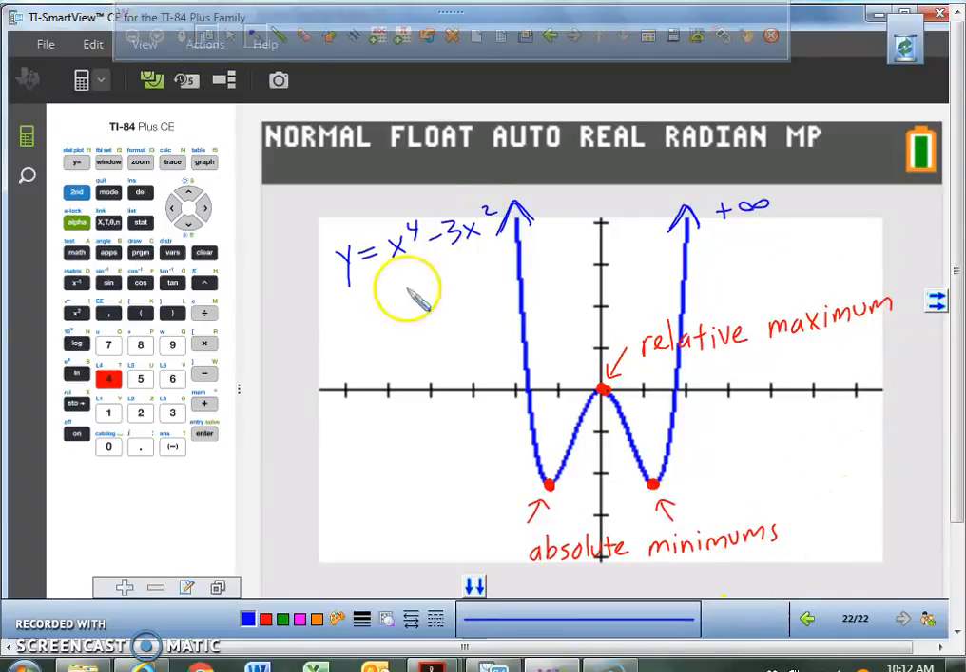So if you're in my class, you've already done this drawing. You've labeled absolute minimums, relative maximums. Technically, there is no maximum. This graph is going up to infinity. But there is a minimum because that's as low as it possibly gets. That's the absolute lowest point.